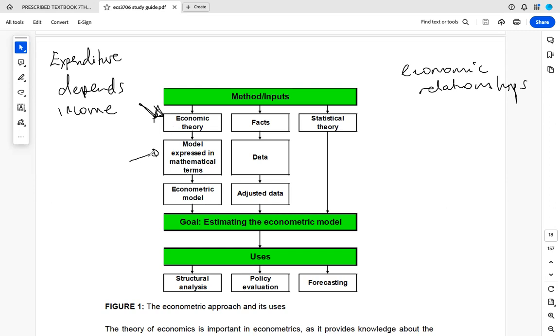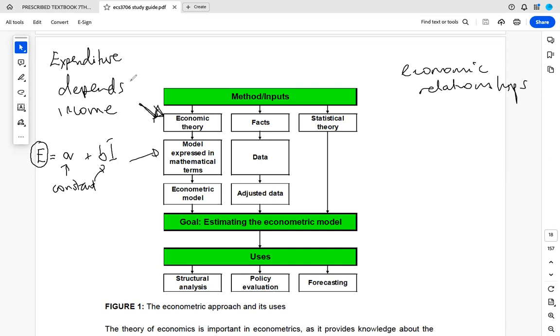So what we do in economics, we look at this relationship, then we come up with a mathematical model. So usually we use what we call regression. We're going to study regression in detail, where we would come up with an equation which says expenditure is equal to A, which is a constant, plus B, which is also a constant, multiplied by income. In other words, if we want to predict the expenditure of a household, we can take a certain constant plus another constant multiplied by income.